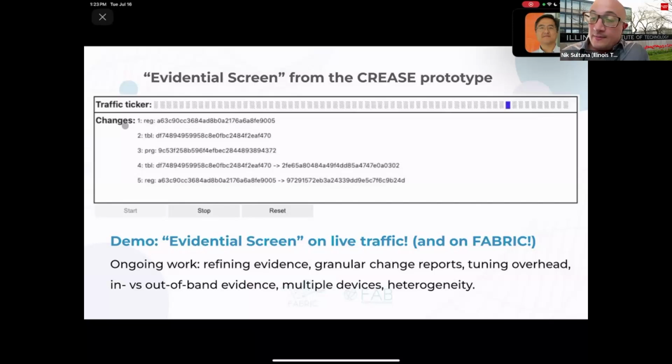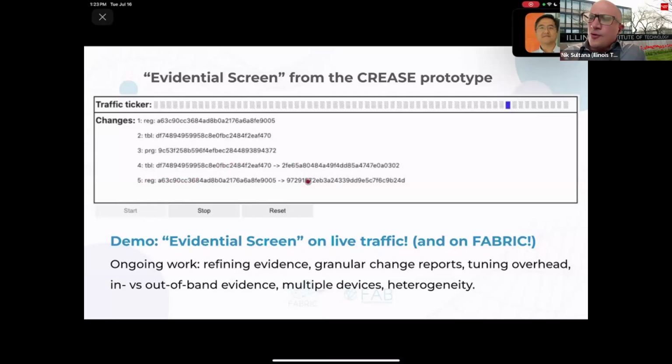So in this case, what we're looking at here, we're looking at registers. These are like stateful variables you can have on the data plane, tables that control how the program is behaving, and the program itself. We can think of this code as a digest, right? As a hash of all those values. And then what we see in change 4 is that the hash of the tables changes from this value, which was the initial value, to this new value. And then at step 5, we see that the registers change.